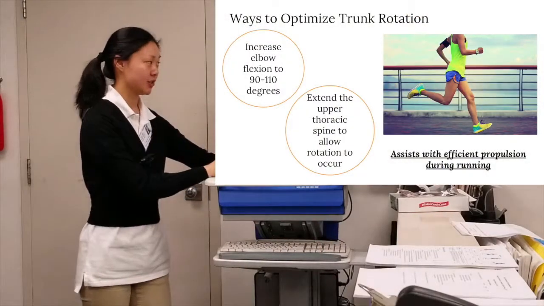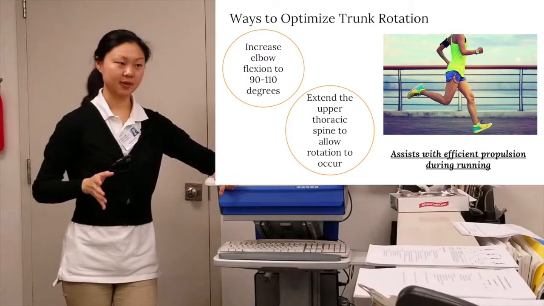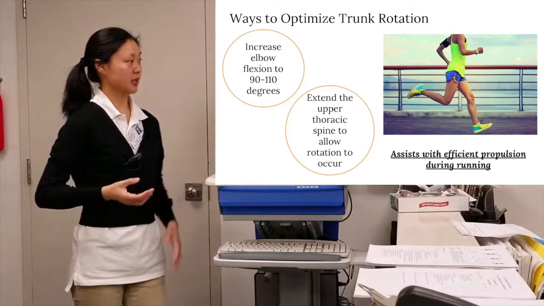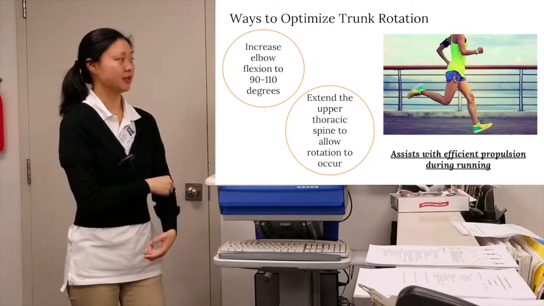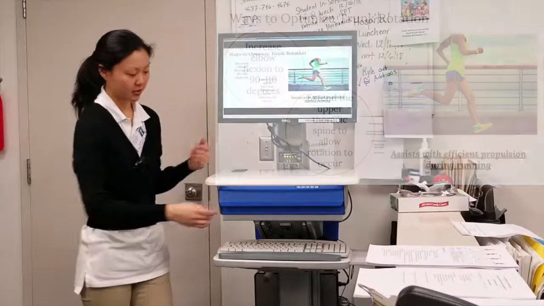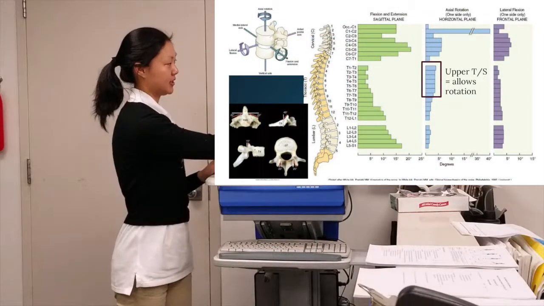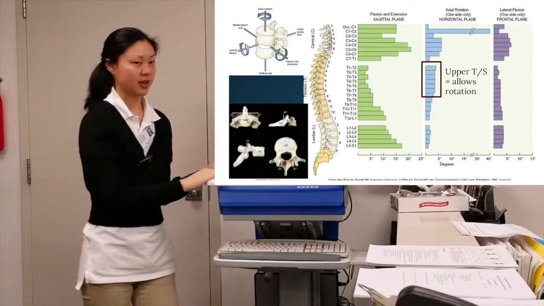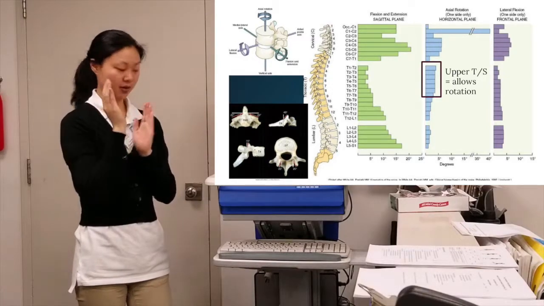So how to optimize trunk rotation. You can extend or be more upright at your thoracic spine so that your upper thoracic spine can take up that rotation. You can also tell your runners to run with elbow flexion from 90 to 110 degrees, so not so much of a low arm drive, which you'll see with a lot of runners. And again, this is just a diagram showing that the upper thoracic spine is meant to do a lot more rotation compared to the lumbar and lower thoracic spine. So you really want to look at their thoracic spine posture.